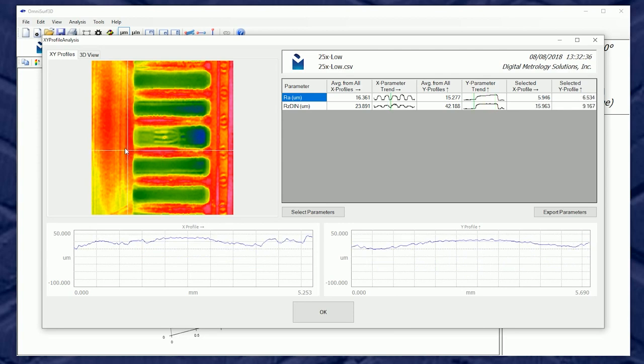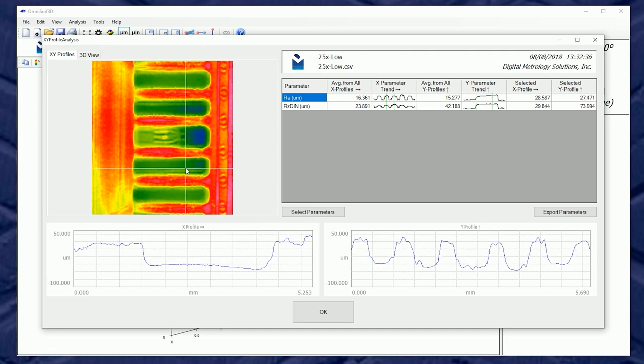Y direction lines. Now, in many cases, OmniSurf 3D will actually provide additional information, perhaps beyond what you're looking for in terms of these profiles. In this case, we can get the average value, perhaps, of Ra for all of the X profiles. So all of the profiles in the X direction, all of the horizontal profiles are being averaged into this number, and the same for perhaps Rz.